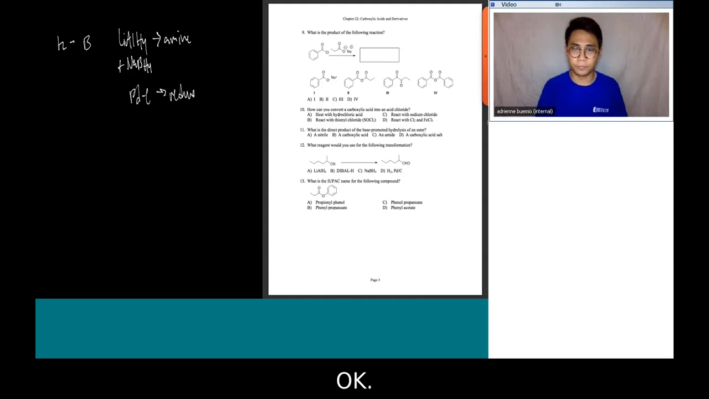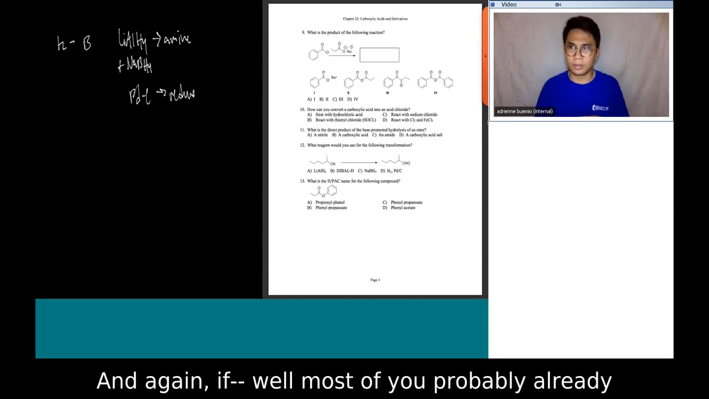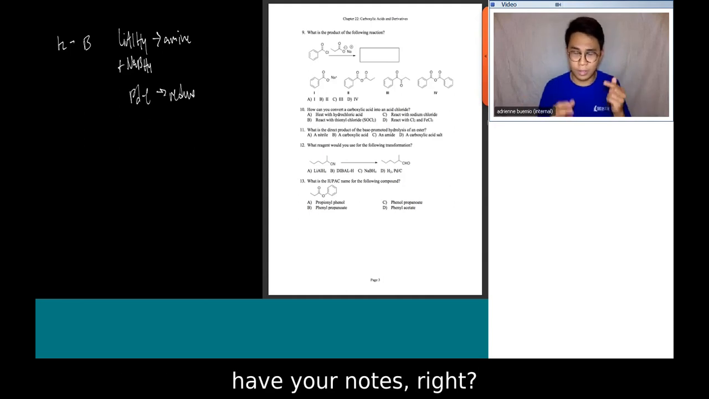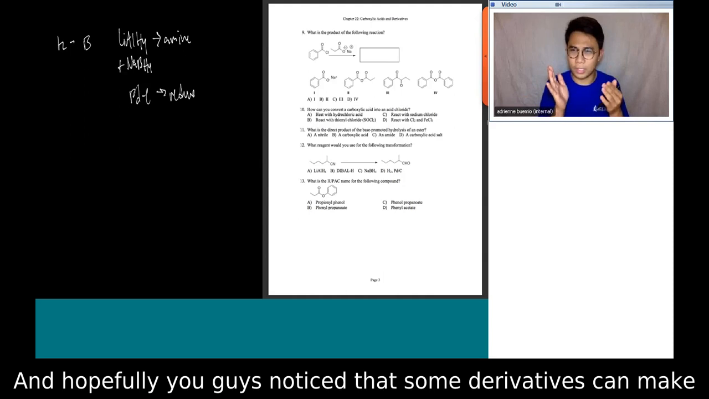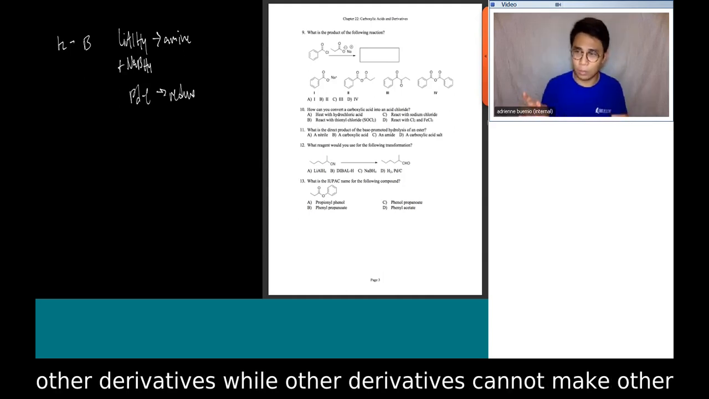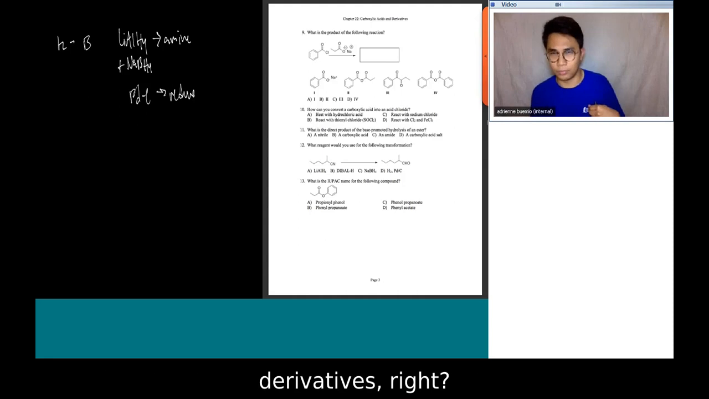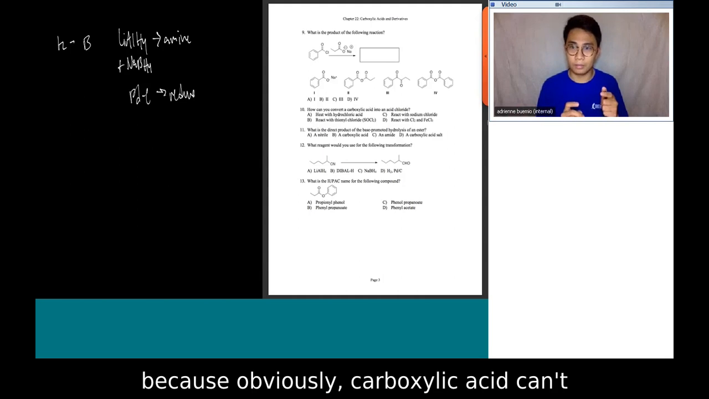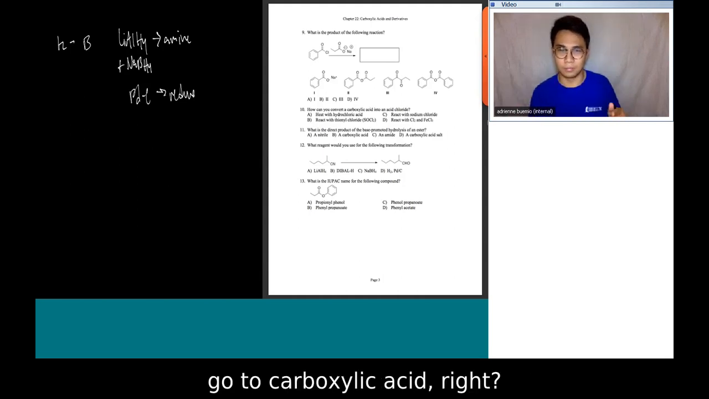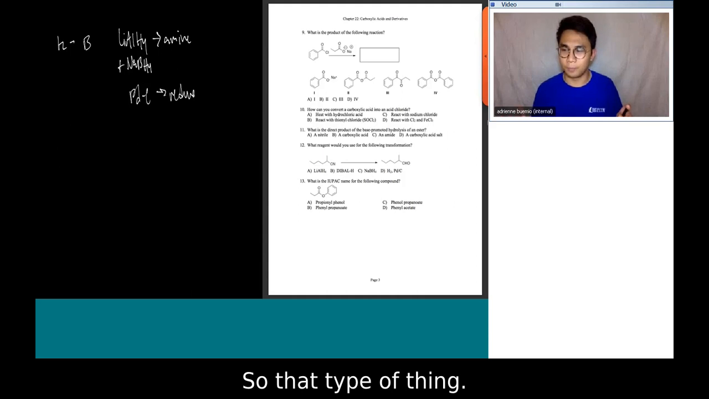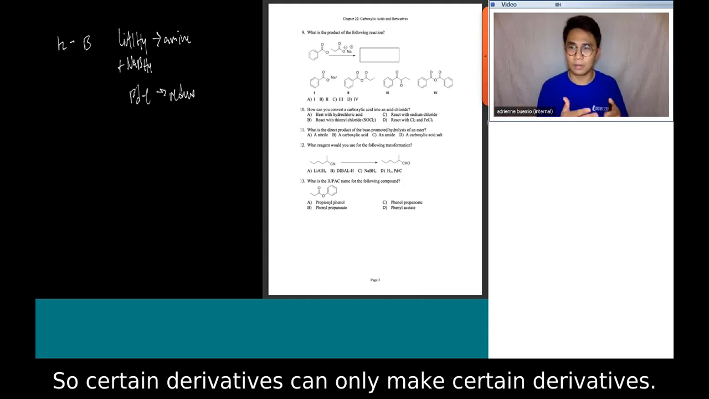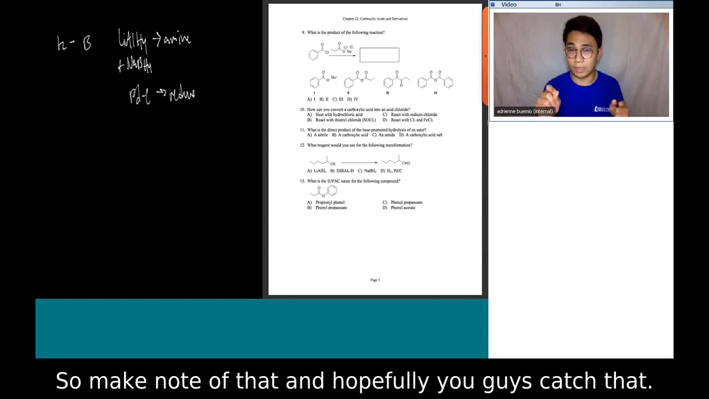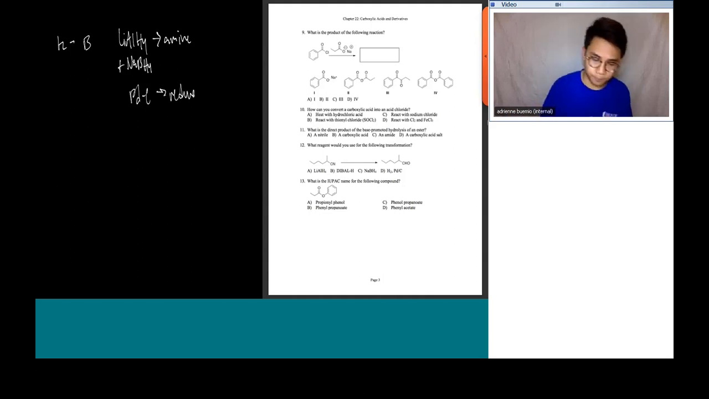And again, most of you probably already have your notes. Hopefully you notice that some derivatives can make other derivatives, while other derivatives cannot make other derivatives. Hopefully you're connecting the dots, because obviously a carboxylic acid can't go to a carboxylic acid. So certain derivatives can only make certain derivatives. Make note of that, and hopefully you catch that.